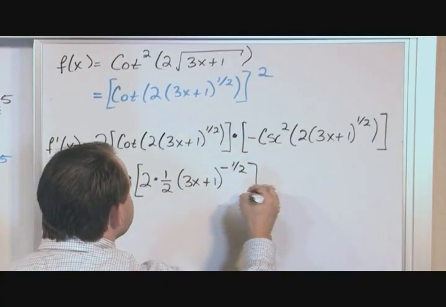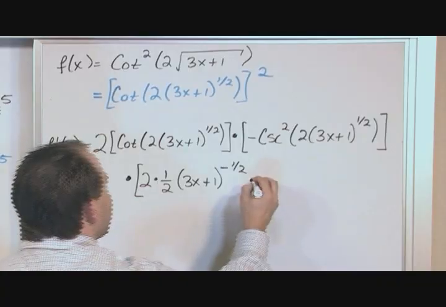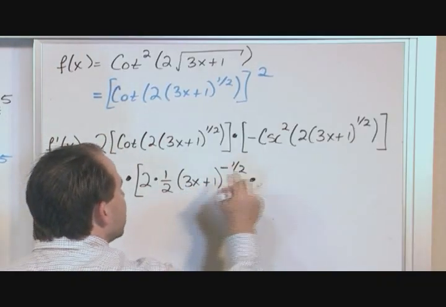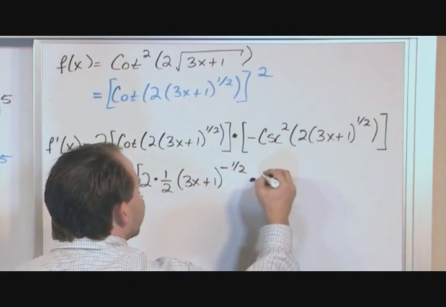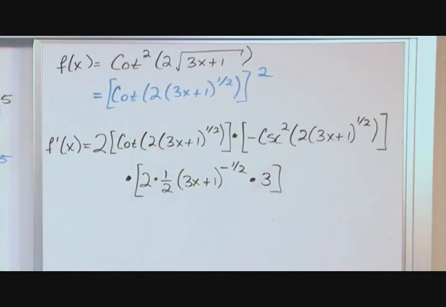But we're still not done because, let me go ahead and write it like this, we have to multiply by the derivative of the inside here, which is just 3, because this is 0. So the derivative of this is 3. The derivative of this is 0. Make sure you truly understand what's going on here.